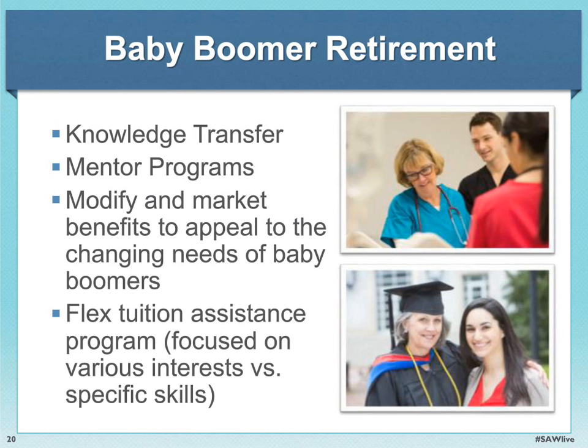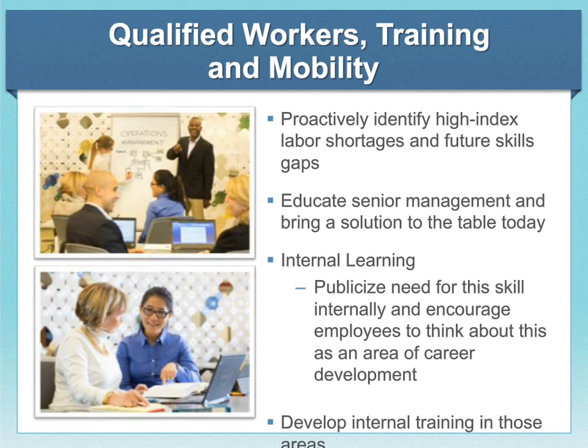So if we move on, let's talk about the qualified workers and the training and mobility. So what can we do about finding qualified workers? A couple recommendations. If you take a look at GAD's index that his team has built, look at which roles in your organization have a high index and focus on those positions. Maybe you have a different plan for each one of those key roles.